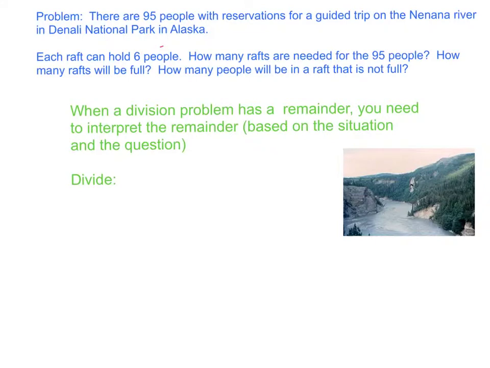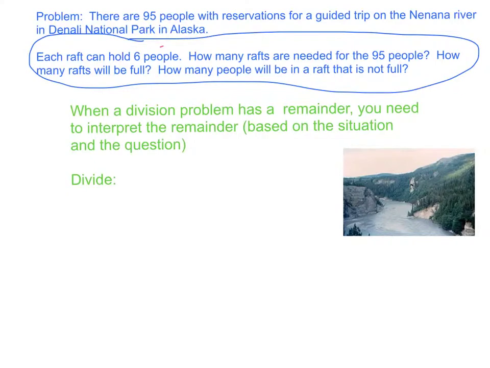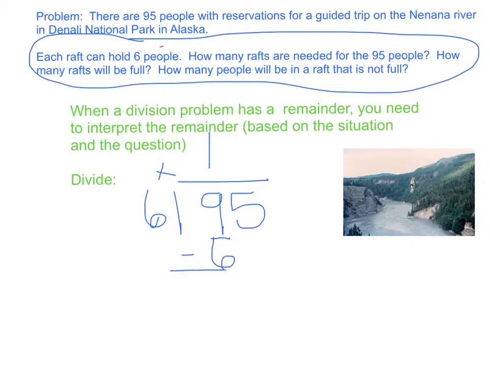The first thing I need to do before I begin answering any of these questions is go ahead and do the math. So clearly we're going to be dividing 6 into 95. And if we remember our steps for division, I first need to look at the highest place value, which is the 9, and decide, can the 6 fit into the 9? Yes, it fits 1 time. Then I multiply back. 1 times 6 is 6. Then I subtract. 9 minus 6 is 3. Then I bring down that 5.